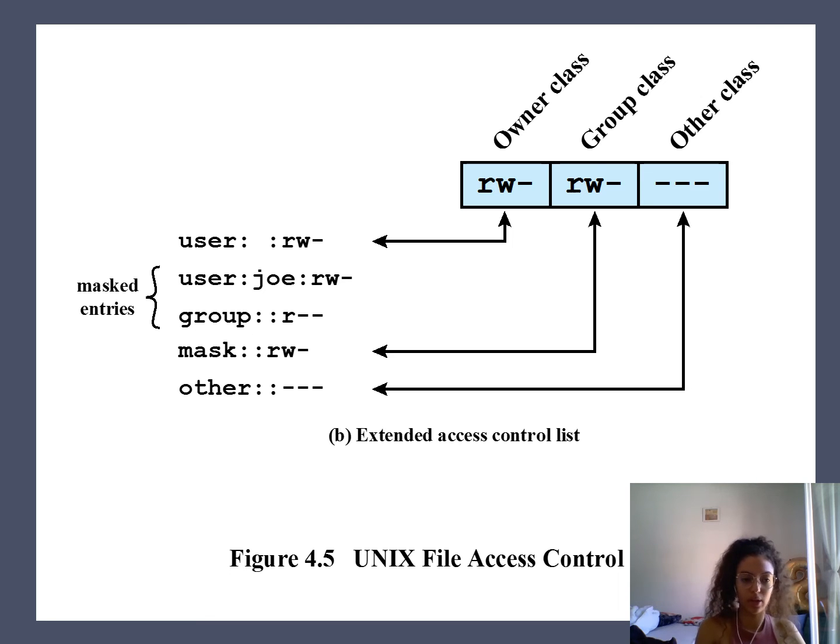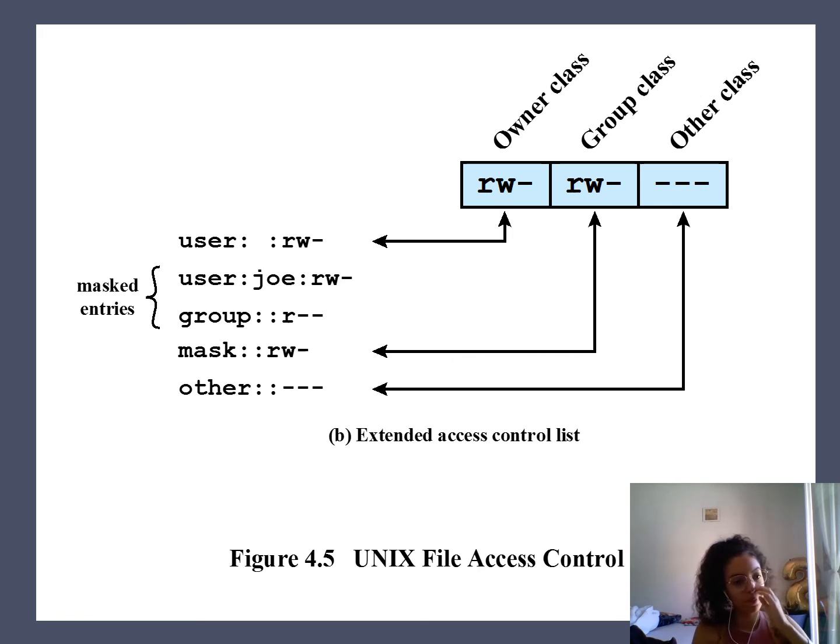Third, additional named users and named groups may be associated with the file, each with a 3-bit permission field. The permissions listed for a named user or a named group are compared to a mask field, and any permission for the named user or named group that is not present in the mask field is disallowed.